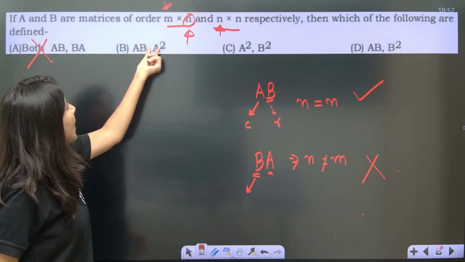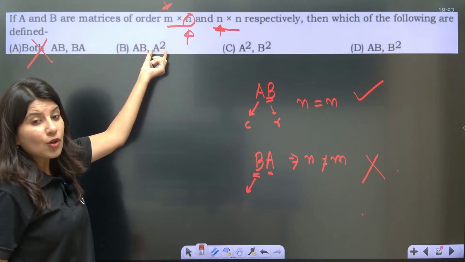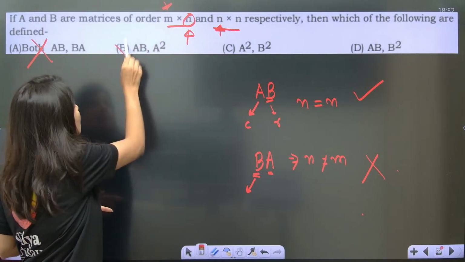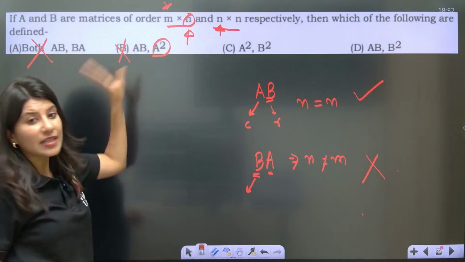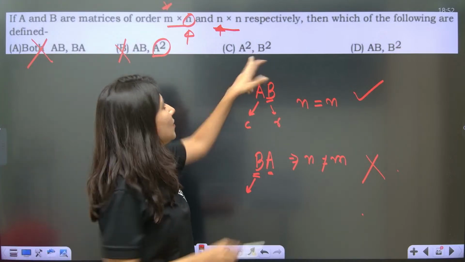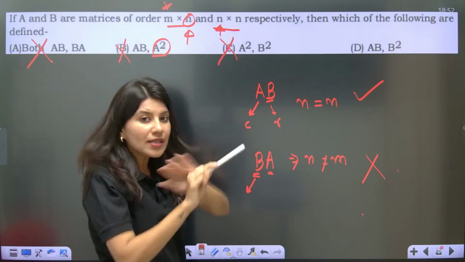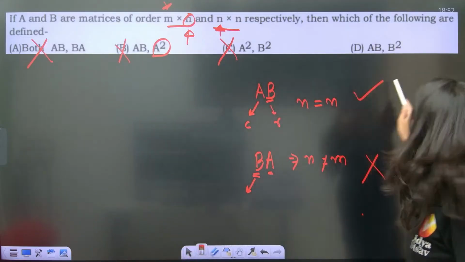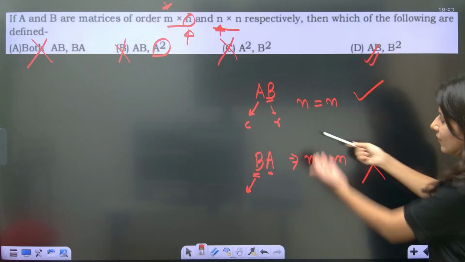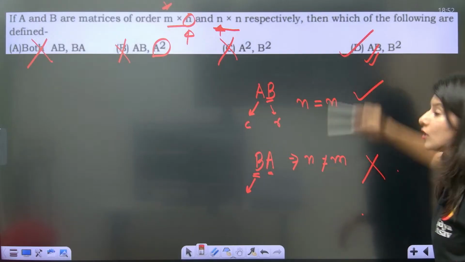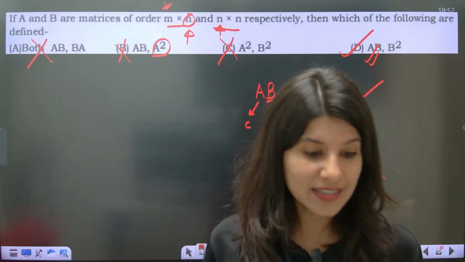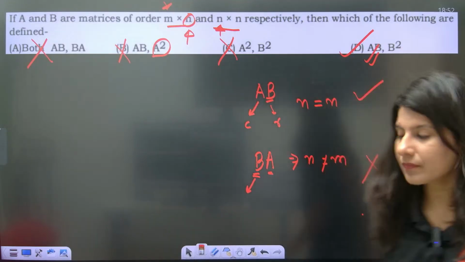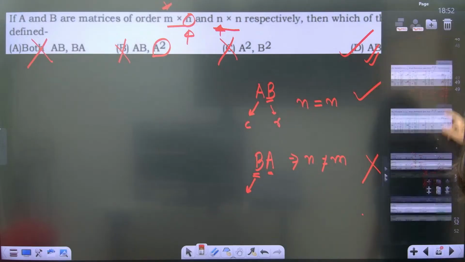Correct. A square is also not allowed. Why? Because A is not at all a square matrix. So because of this, option B is also wrong. A square and B square. Obviously, A square is not allowed, my dear students. That is why this is wrong. And what about option B? Yes, AB is allowed. We have seen. B square is also allowed because B is a square matrix. Okay. All right.